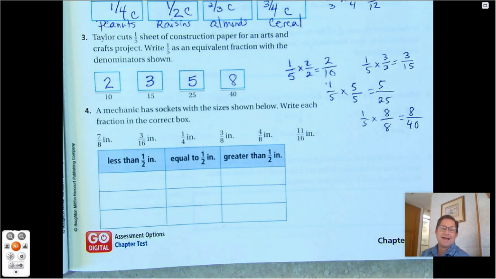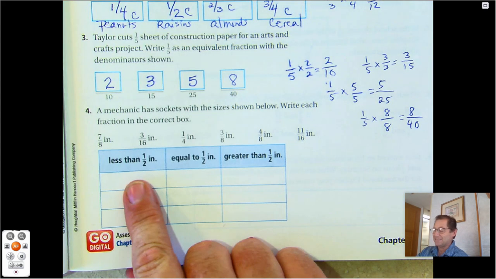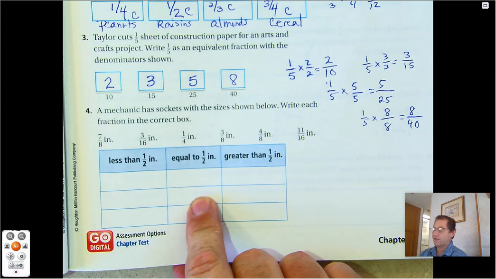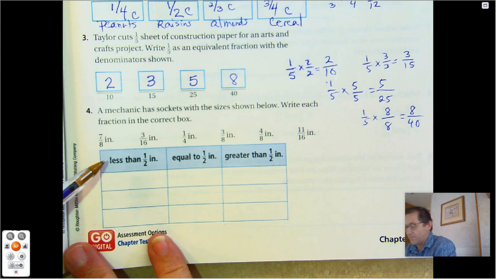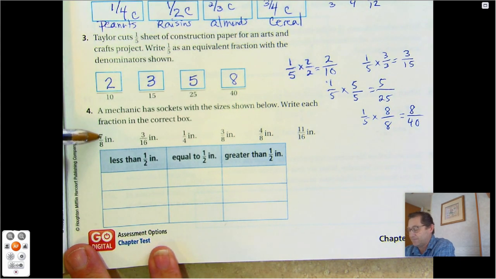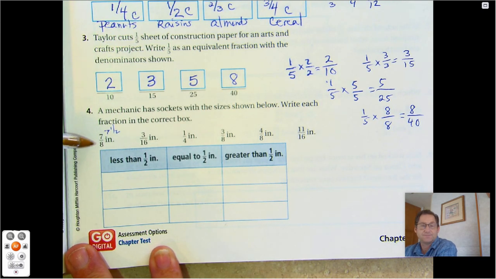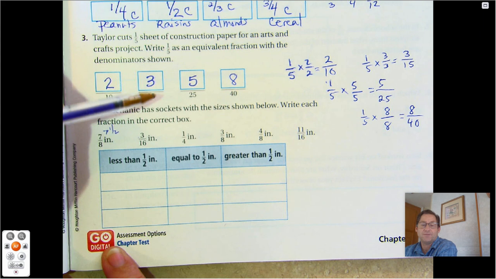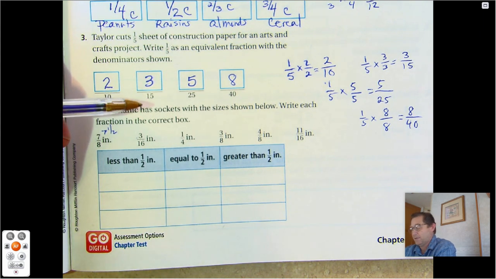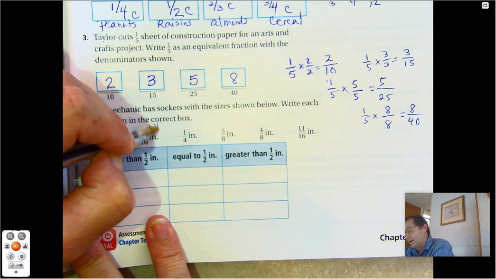Number 4. A mechanic has sockets with the sizes shown below. Write each fraction in the correct box. So which ones are less than a half, equal to a half, and greater than a half? Okay, so this one here is greater than a half. 4/8 is half of 8ths, and 7/8 is bigger. 3/16, half of 16 would be 8. So this one has to be less than 1/2.